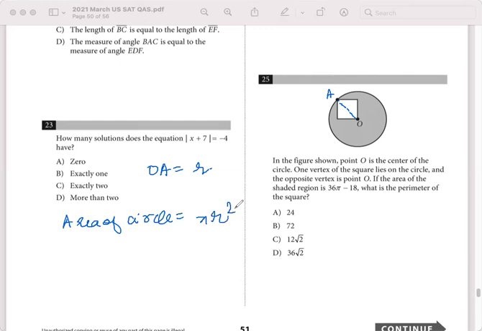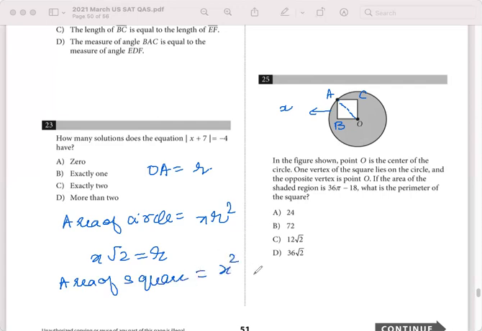We also see that OA is the diagonal of the square, right? So if the side of the square is x, let's call this B and this is C. So let's say AB is x, then I can see that by Pythagoras theorem, x root 2 will be r, right? Because the diagonal is root 2 times the side of the square. So what will be the area of the square? Area of the square would be x squared, which will be r squared by 2, because x is r by root 2.